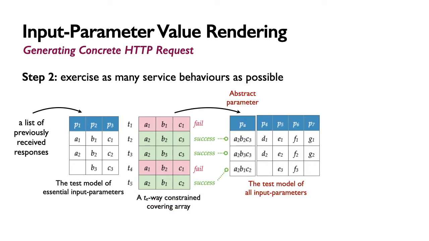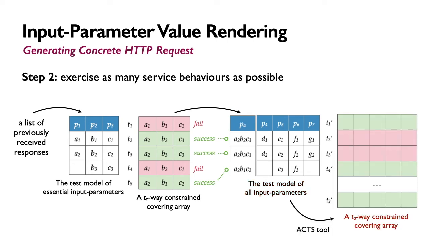Next, at the second step, REST-AT will extend the test model to include all input parameters to examine more service behaviors. Here, the essential input parameters are combined into an abstract parameter, and the value assignments in previous successful requests are used as the value domain of the new abstract parameter.